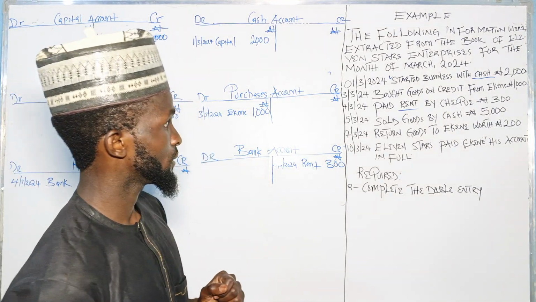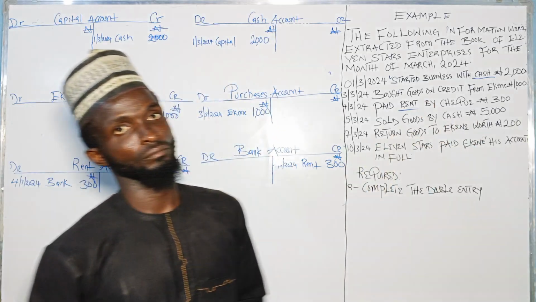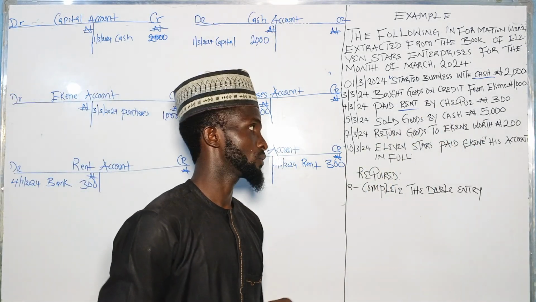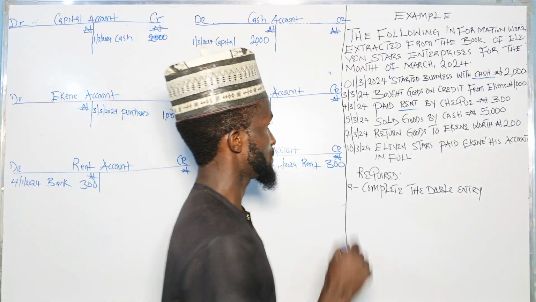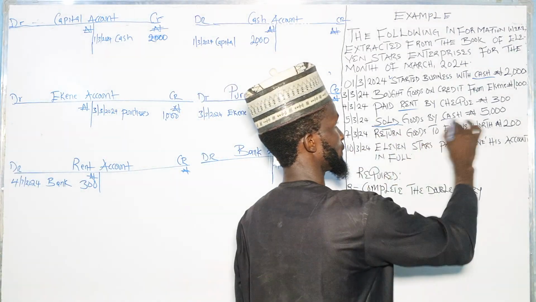The next transaction is sold goods for cash, 5,000. Identify the accounts involved. The sales account will definitely be there, and the cash account will definitely be there.